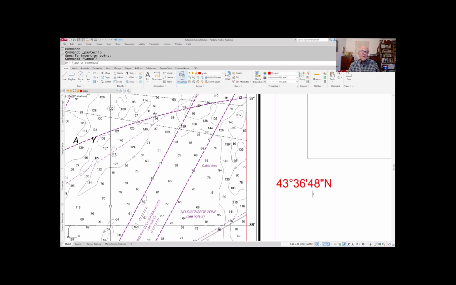So we're looking for 43 degrees, 36 minutes, 48 seconds. So there's the 36. We need to go beyond by about 50 seconds. That means we're going to be right in this area right here. How can we tell how far beyond it is? Actually, you've got two choices here.